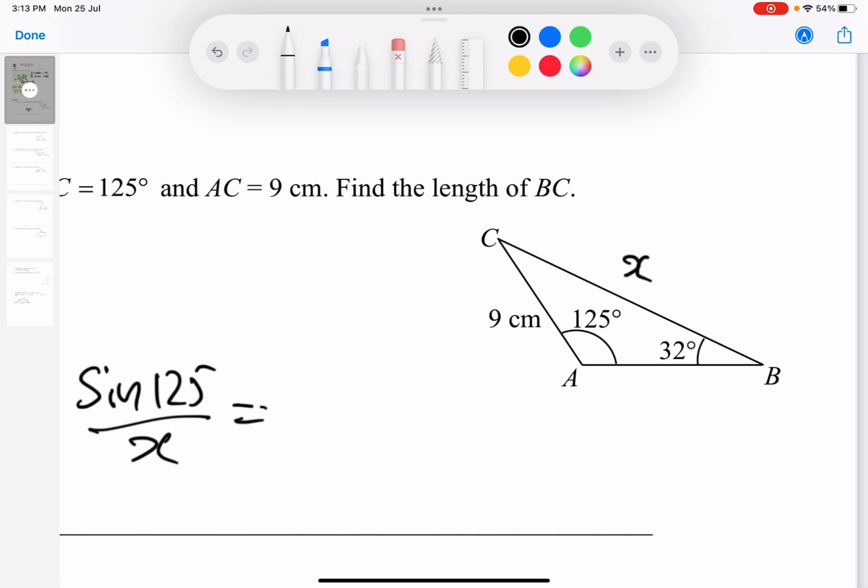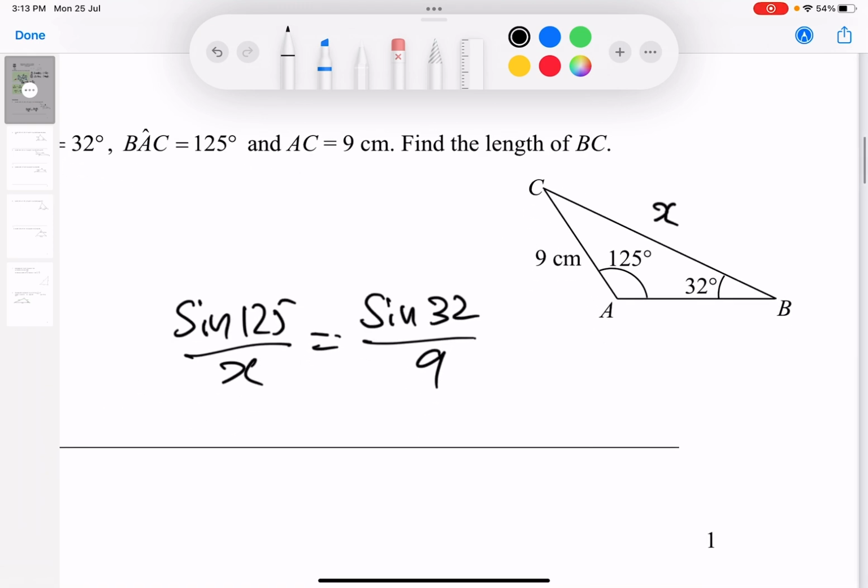I need to look out for another pair of relationship. So I can see that this must be equal to the sine, let me find another angle, sine of 32, and I look to the opposite, over 9. So that's how I use the sine rule. So I'll get sine 32 over 9. So that's how I do this question over here.